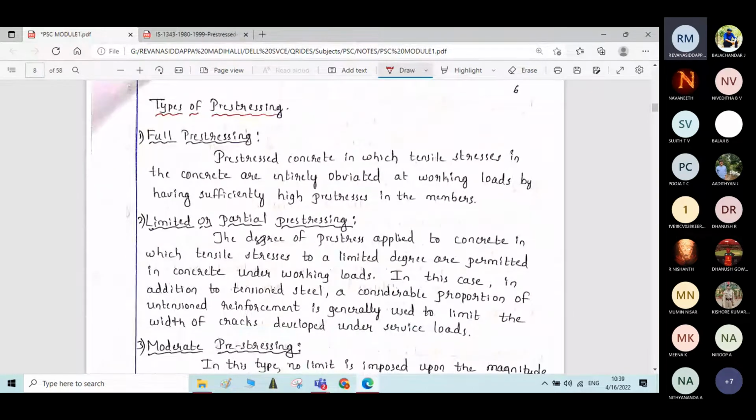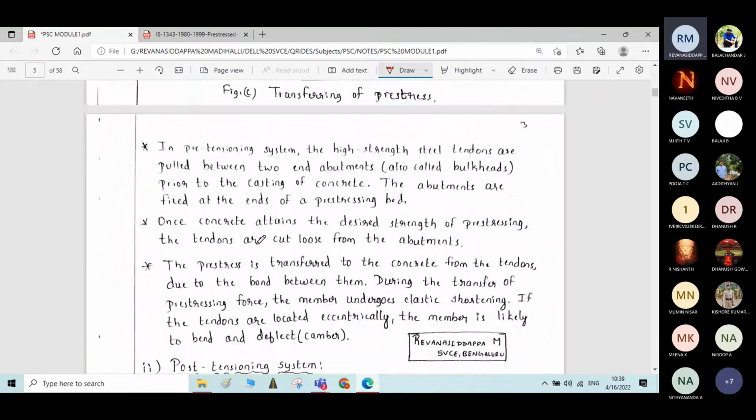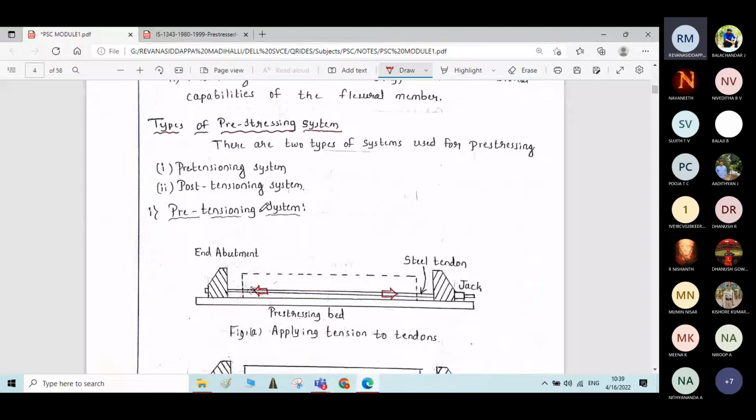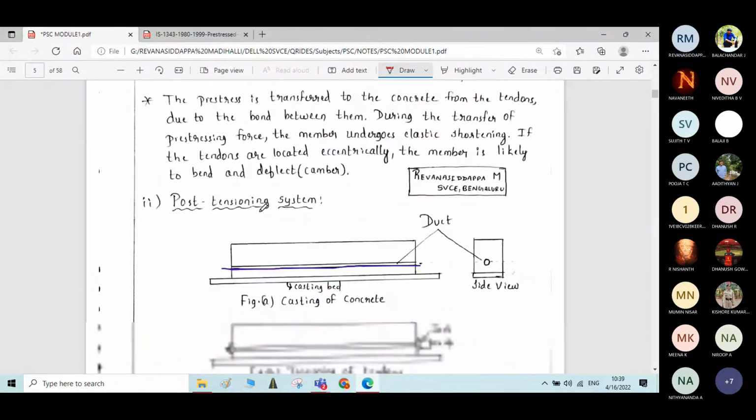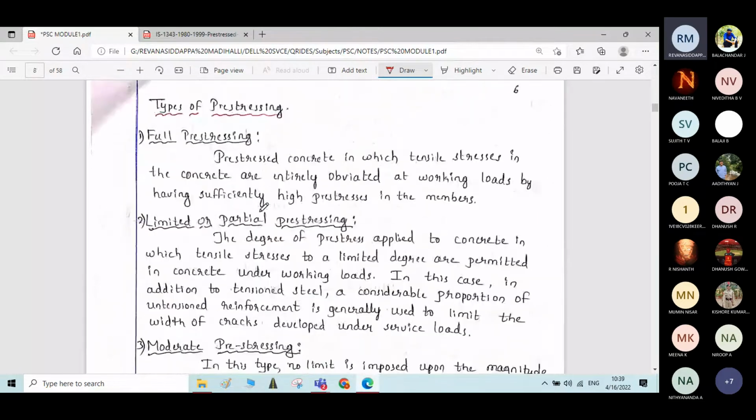Then coming to the types of prestressing. Till now we learnt about the prestressing technique, the pre-tensioning system and post-tensioning system. After that, we went through some basic terminologies. Next topic is types of prestressing. In that, the first one is full prestressing. As the name itself indicates, full prestressing is prestressing to 100%.